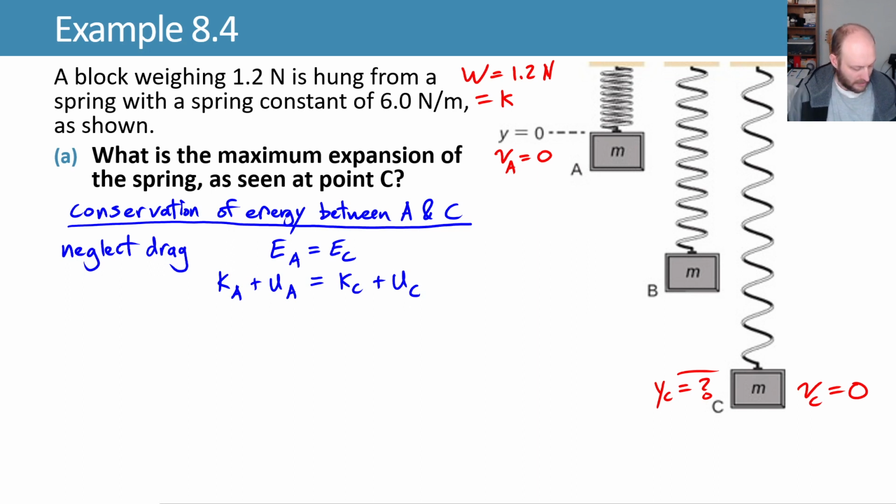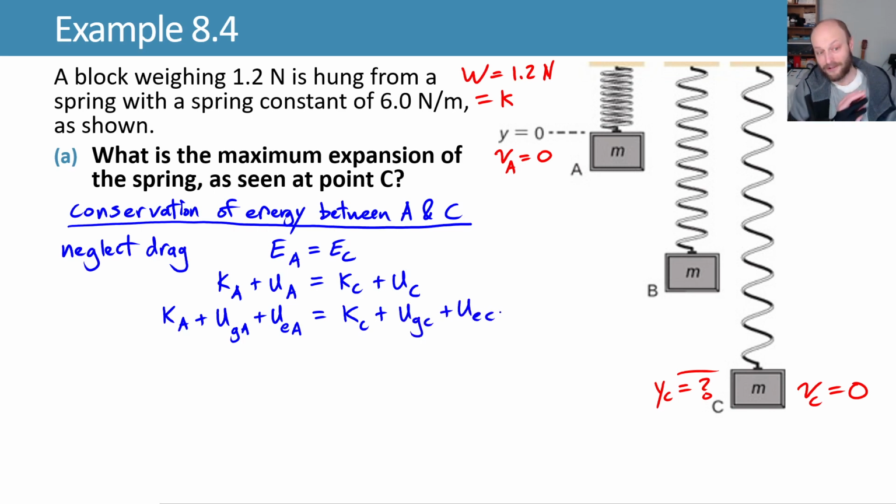We can be a little bit more explicit than that and include gravitational and spring potential energies, which means that we can say the kinetic energy at A plus the potential energy from gravity at A plus the potential energy from our spring, or the elastic potential energy at A, is equal to that same stuff at C.